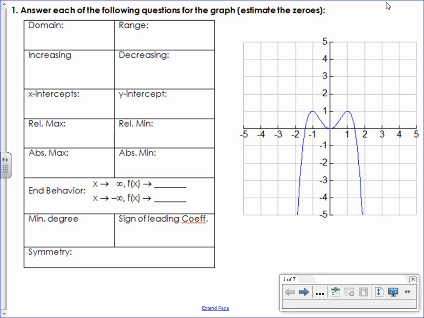All right, this is our test review number 1, the one that you already started yesterday. Okay, so let's check our answers. All right, for number 1, answer each of the following questions for the graph that's on the right. And then it says estimate the zeros. Now, remember, my zeros are my x-intercepts, they're my solutions. So if we look right here, one of my zeros is at about negative 1.5.